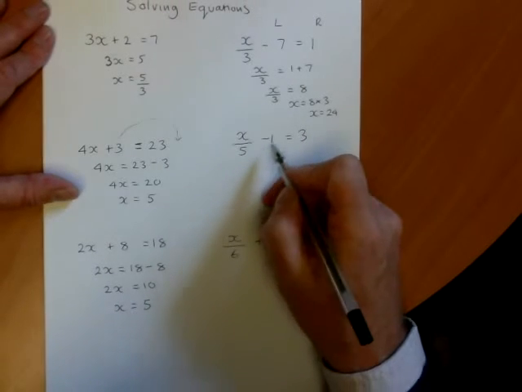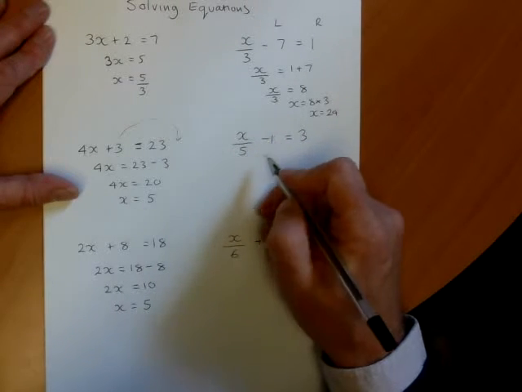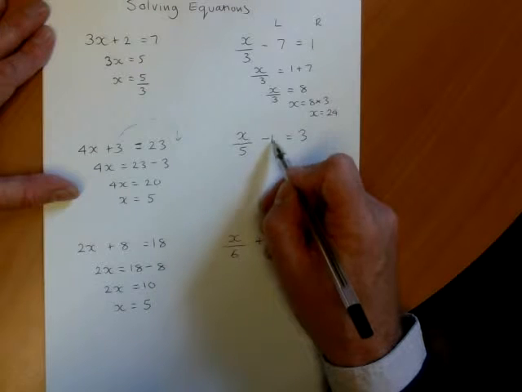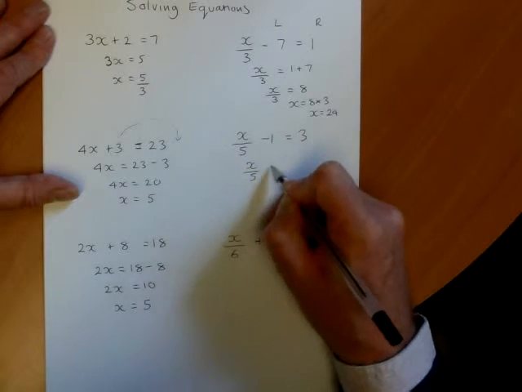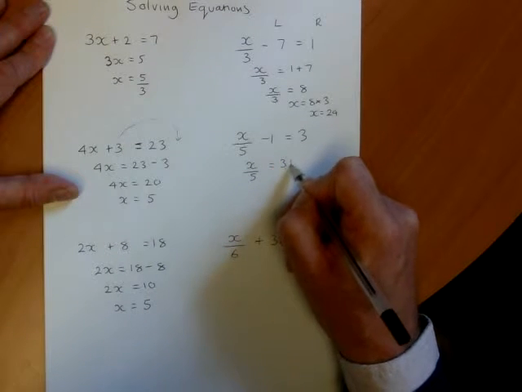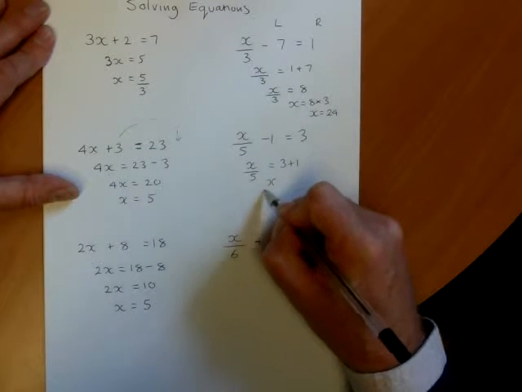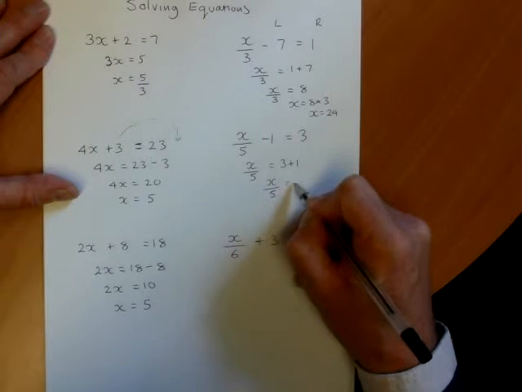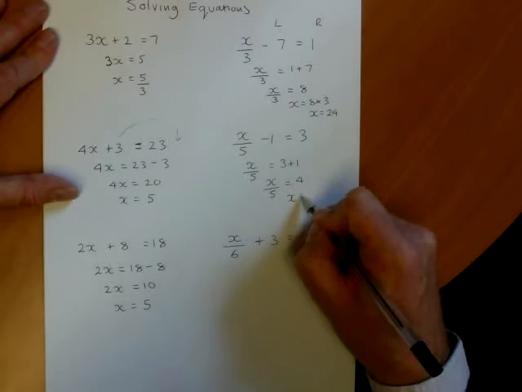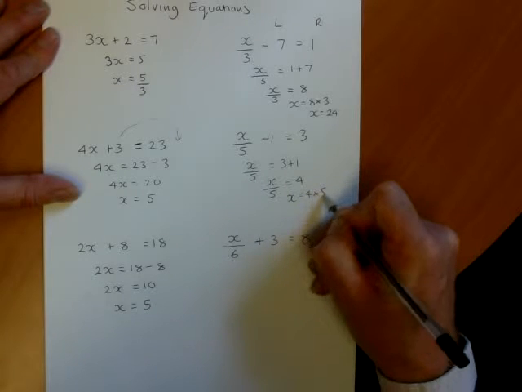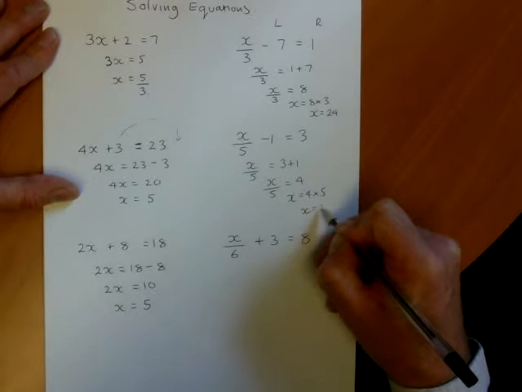On to our next one. Remember we start with the thing that happens last. So x was divided by 5, then take away 1. So we get rid of the take away 1, we move it to the other side, and it becomes 3 plus 1. So x over 5 equals 4. And to undo divide by 5, we multiply by 5. I'll write that out. 4 times 5. So x equals 20.